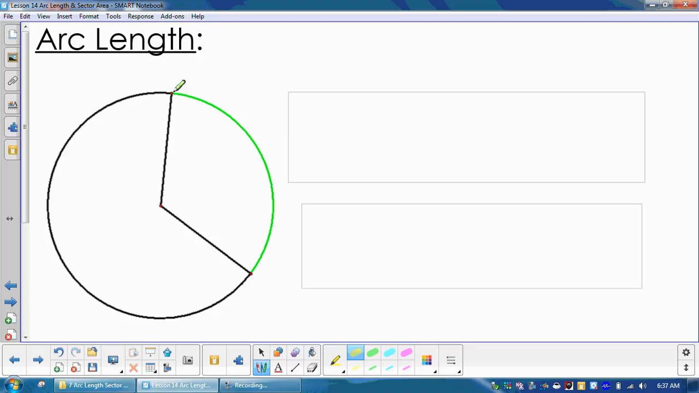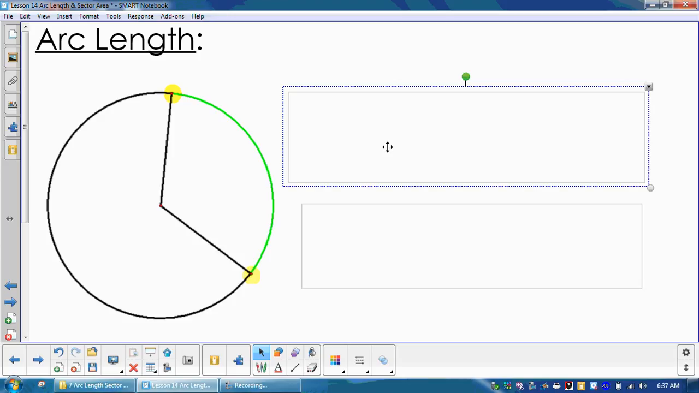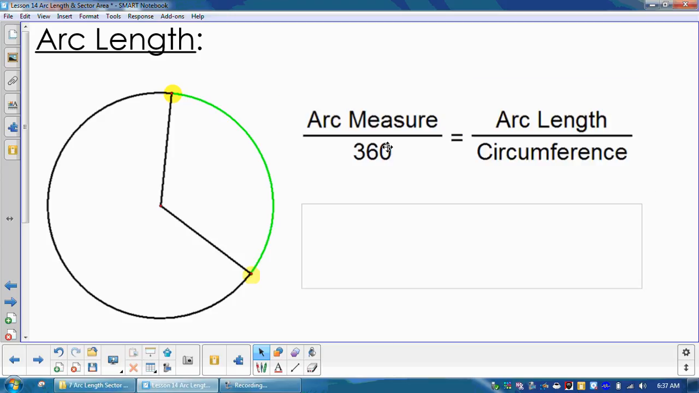It's if I were to cut this circle right here and I flatten out this arc and make it a straight line and I measured it with the ruler, that would be its length. So it's a little bit different than the measure. And the way we find that is by taking the arc measure, so the degree measure of it, and dividing by 360, and that's equal to the arc length, the thing we're looking for, divided by the circumference of the circle. So that's the length of the whole circle.